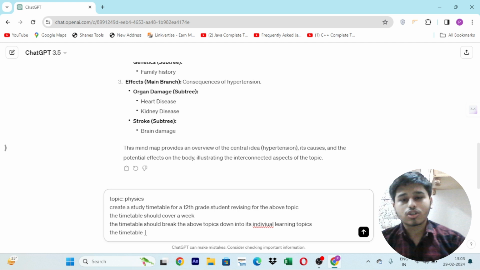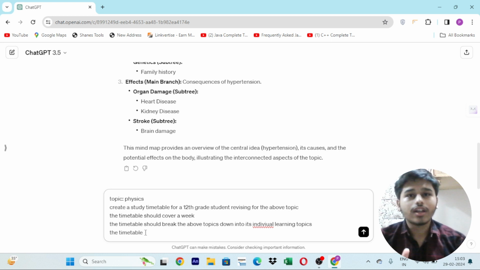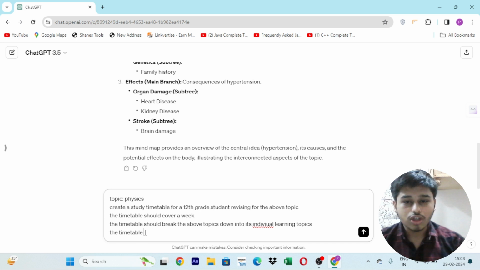Why I am writing this many things, let me explain. You need to tell ChatGPT the perfect schedule, right? That my schedule is like this and you cover the timetable like this. You have to tell everything which you need in the timetable, so that you will get an accurate answer from ChatGPT. And don't worry, the prompt will be given to you in the free resources. You can download it from there.